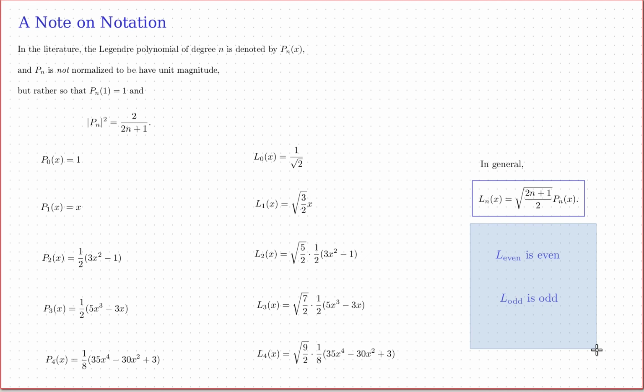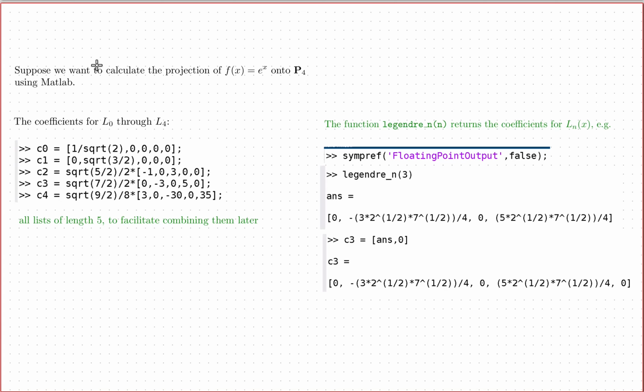Also worth noting is that, as with the Chebyshev polynomials, there's a pattern: the even-numbered Legendre polynomials are even polynomials, they only have even powers, and the odd-numbered Legendre polynomials have only odd powers of x. So that pattern holds again.